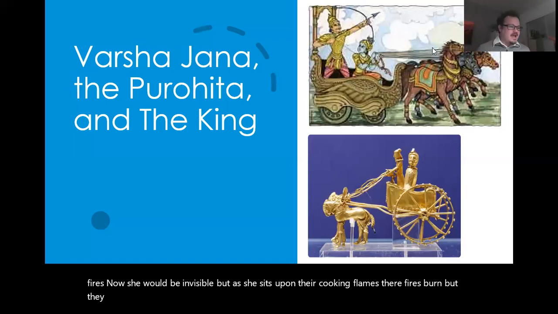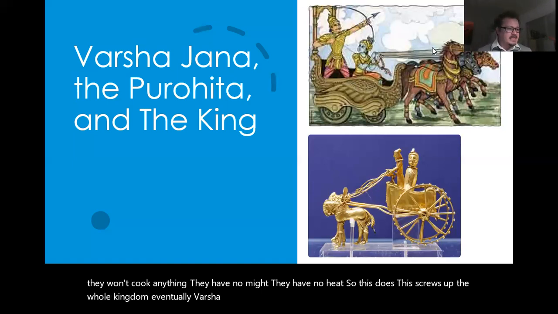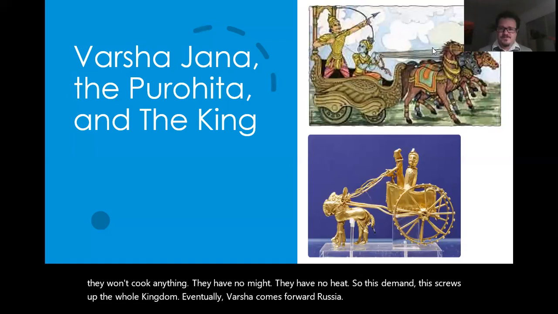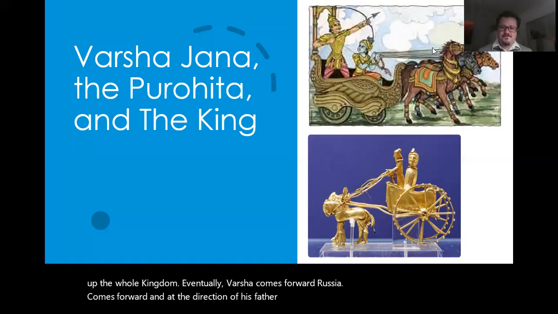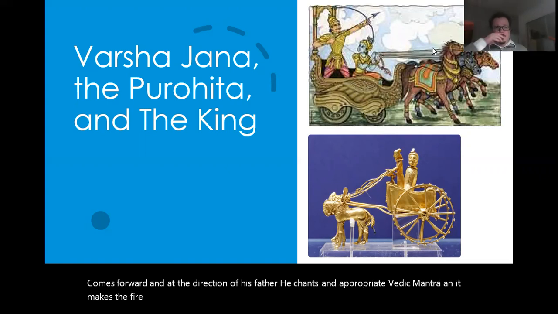They have no might. They have no heat. So this screws up the whole kingdom. Eventually, Vrisha comes forward, and at the direction of his father, he chants an appropriate Vedic mantra, and it makes the fire effective again, and it burns up the ghoul.